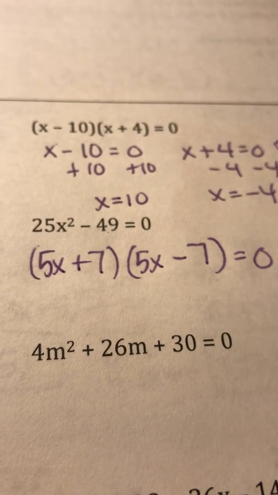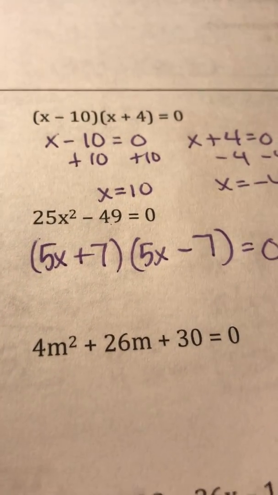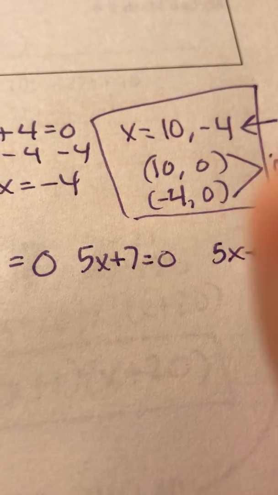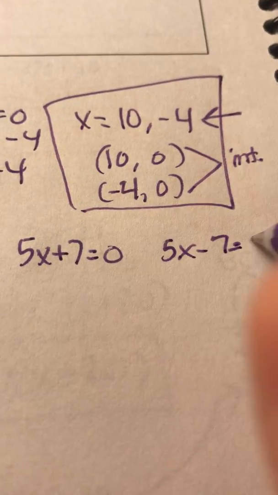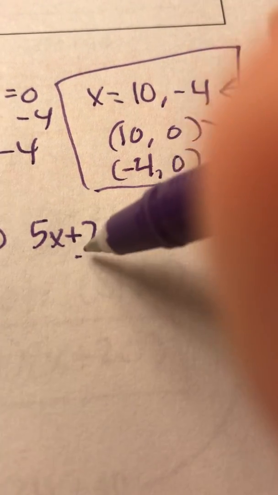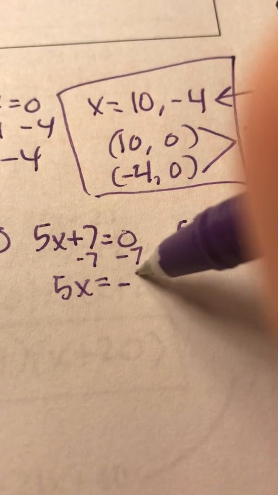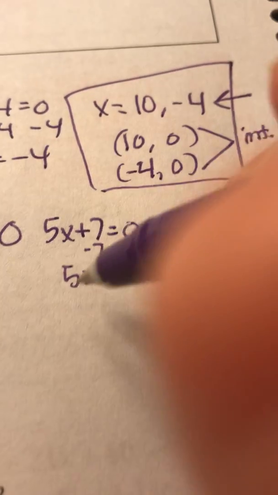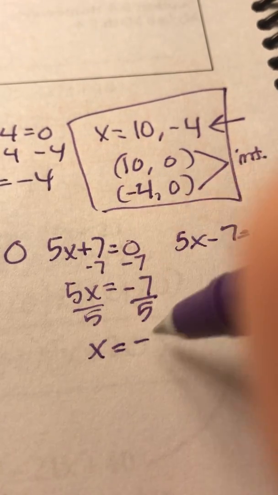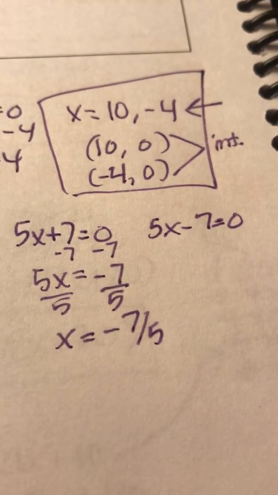Okay? Now, I set each of these equal to 0. I'm going to need a little bit more space. So 5x plus 7 equals 0. 5x minus 7 equals 0. Now, we're solving for x, so I subtract 7. Now we have 5x equals -7. Now I need to divide by 5. So here, x equals -7/5.